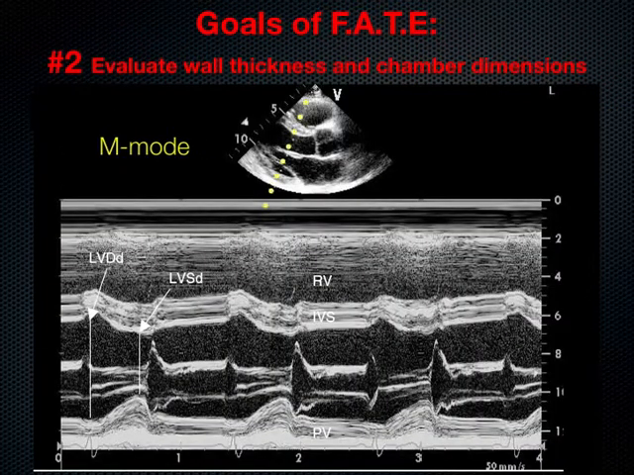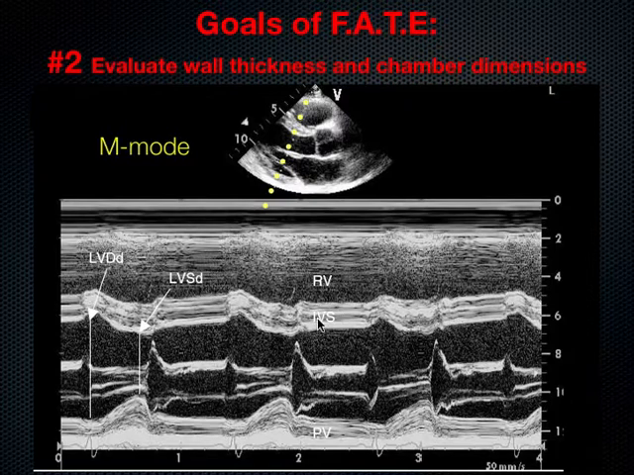Okay, so the second goal of the FATE exam is to evaluate the wall thickness and chamber dimensions, as we've been talking about, and M mode is a nice way to do this. In fact, if we lay an M mode spike right across this parasternal long axis, we can see the interventricular septum here. We can see the mitral valve. We can see the left ventricle, the posterior wall of the left ventricle here. And we can see the whole diameter of the left ventricle if we look closely enough.